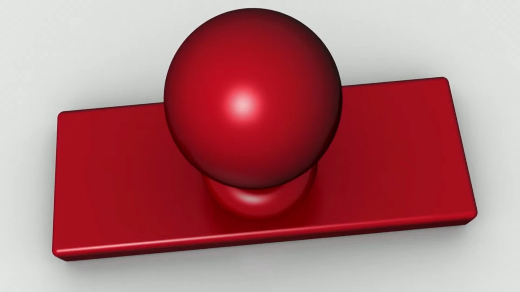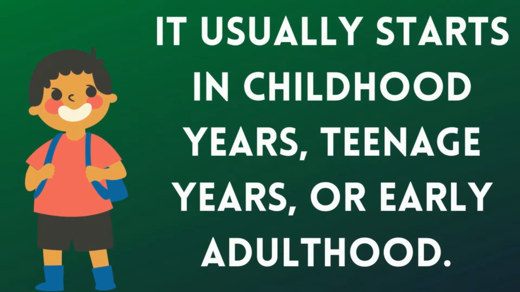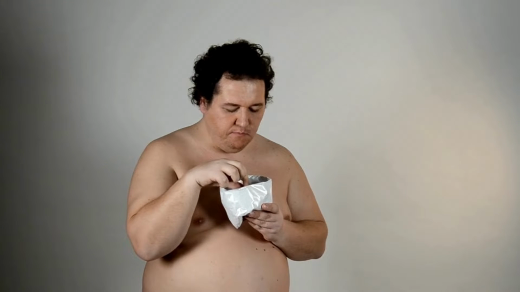Type 1 diabetes makes up roughly 8% of all diabetes cases, and it usually starts in childhood years, teenage years, or early adulthood. Type 2 diabetes makes up the other 92% of diabetes cases, making it far more common. Type 2 diabetes is very often linked to poor lifestyle choices, such as being sedentary, overweight, or obese.